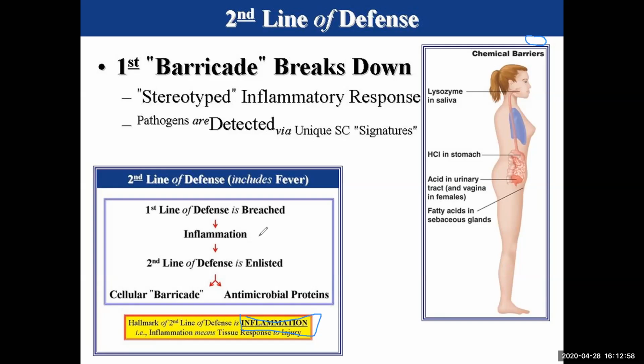And the function of that inflammation is to mobilize the cellular barricade, mobilizing antimicrobial proteins. Okay. So we talked earlier about the concept of physical barricade. Now we're introducing a new concept, the cellular barricade. This barrier is provided to us by cells, right? White blood cells.